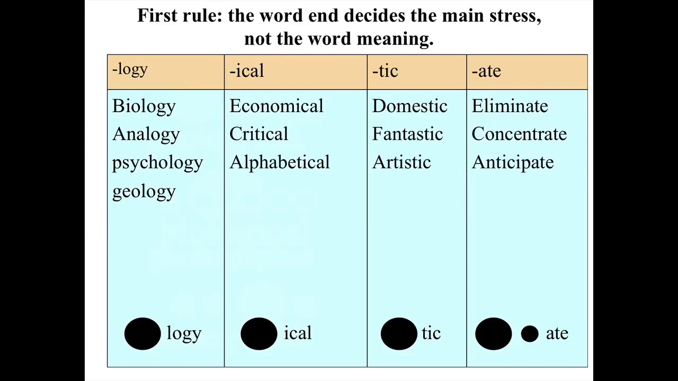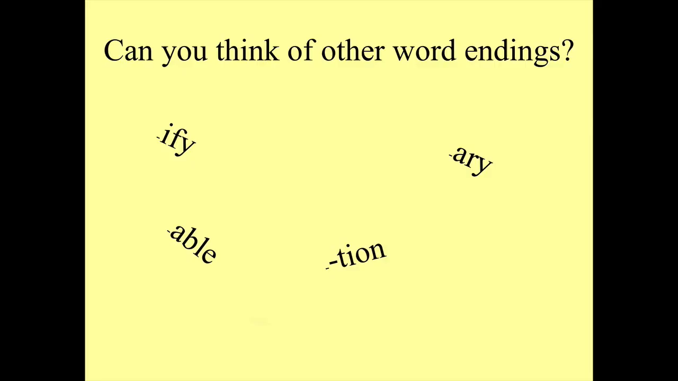Words that end in ate are an exception. Listen, eliminate, concentrate, anticipate. For this ending, the stressed syllable is 2 syllables before the ending. Can you think of any other word endings that come up in your studies? Endings like ify, as in modify, clarify. Airy, as in stationary, dictionary. Able, as in sustainable, renewable. Shun, as in nation, derivation.